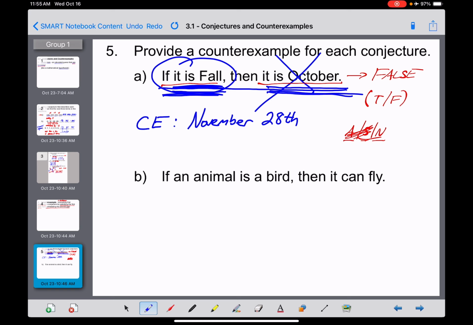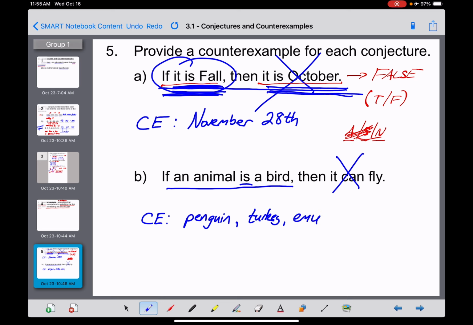But for this statement to be true, it needs to be true 100% of the time. So the question becomes, can we find a counterexample? A counterexample would need to be something that is a bird but cannot fly. So a common counterexample people will give me there, a bird that cannot fly, would be something like a penguin. All right. While we're at it, there are others. A turkey is a bird that cannot fly. An emu, everybody, which is kind of like an ostrich, lives down in Australia. Those would all be examples as well, and I'm sure there are more, but that's pretty good for now.